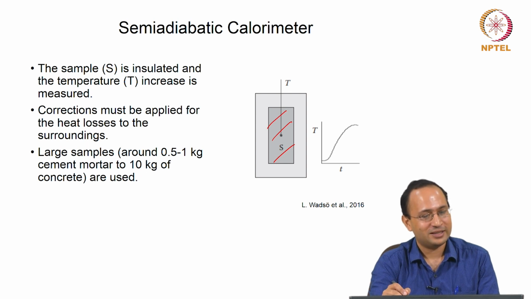Now, the question is how do you do it? You measure the temperature, but corrections must be applied for the heat losses. You know that even though we have tried to make it completely insulated, there will be heat losses.